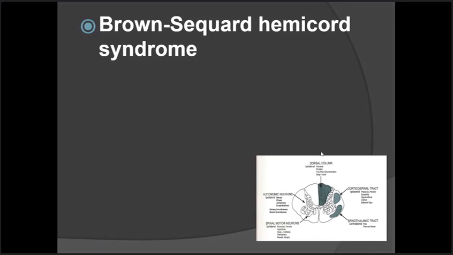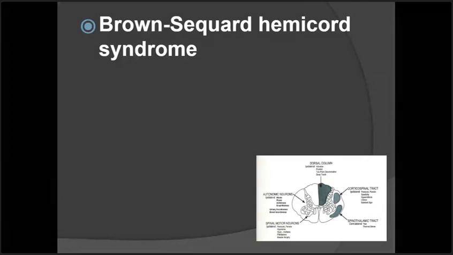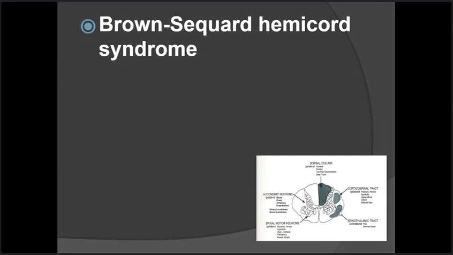So if there is a hemicord lesion, the dorsal column functions, which are vibration and position sense and light touch, will be affected ipsilaterally, because the decussation of the posterior column is in the brainstem. But the corticospinal tract decussates above and reaches the spinal cord on the contralateral side, and the spinothalamic tract decussates in the spinal cord. So any lesion in the hemicord will cause ipsilateral position sense, vibration, light touch, and contralateral motor and pain and temperature loss.